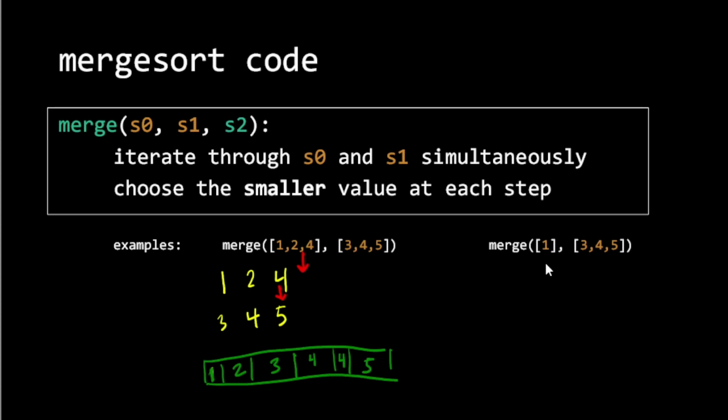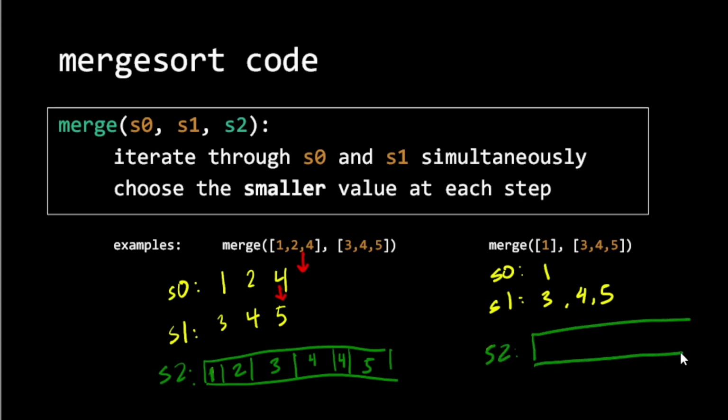And that becomes more evident when they are uneven lists. So let's try this other example to make that more clear. Let's label this S0 and this S1. This was S2 down here. Okay, so let's do this again. S0 is going to be just the 1. S1 will be 3, 4, 5. And then S2 down here will be this empty array.